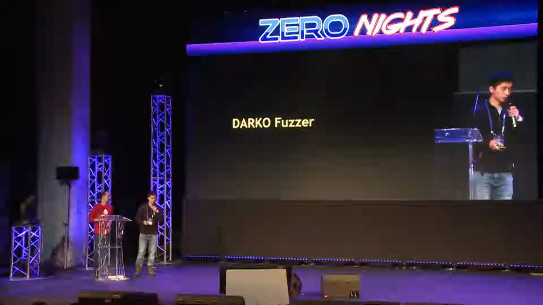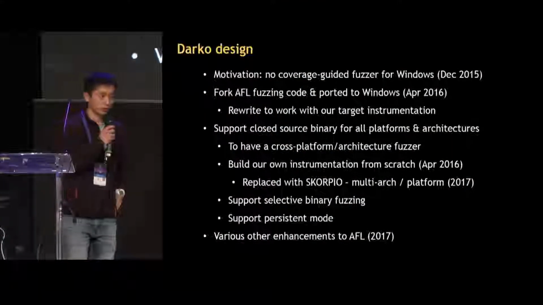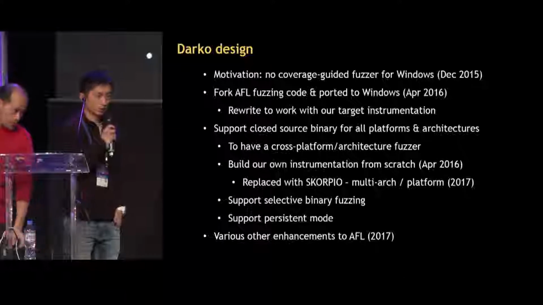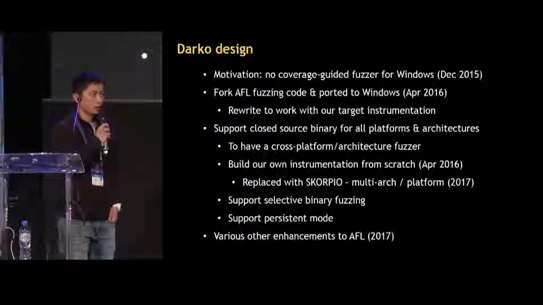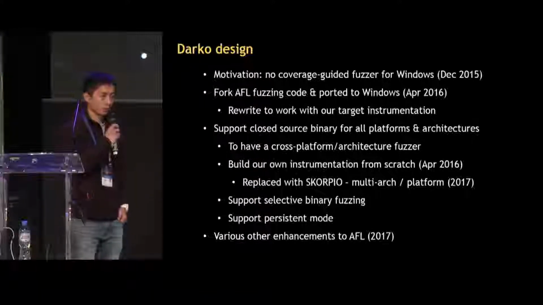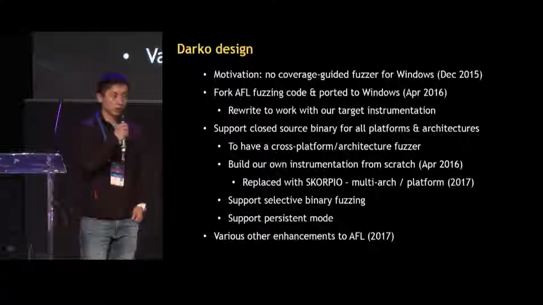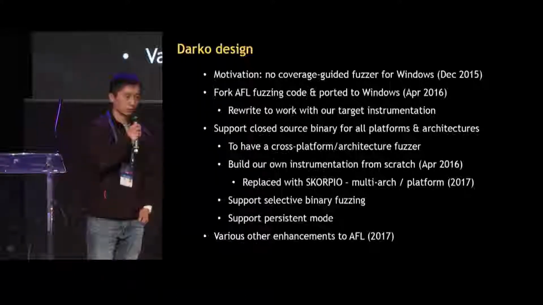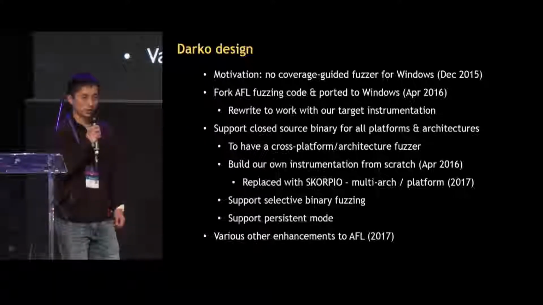So Darko is the name of the current version of our fuzzer. Before that, we came from a prototype in the middle of 2015. At the time, AFL had been released for about a year, and it's so powerful that we all appreciate the power of this fuzzer. But there was no Windows counterpart available at the time. So we tried to port the AFL fuzzing code to Windows, and we needed native instrumentation to work with arbitrary binaries.